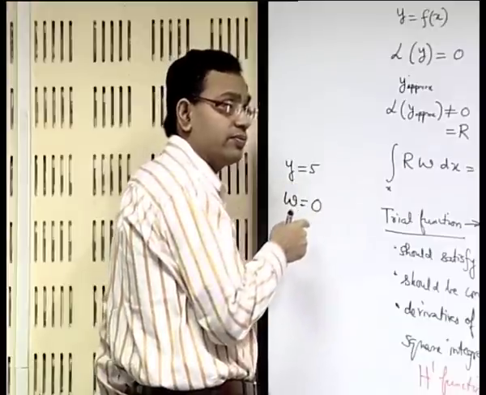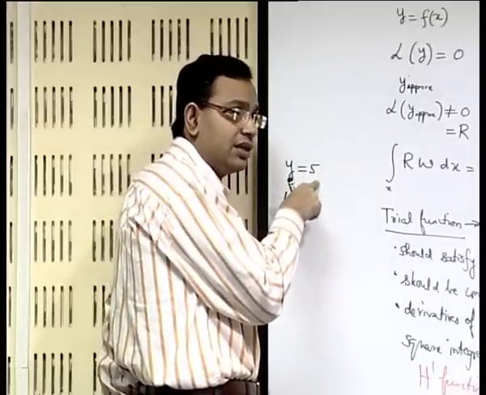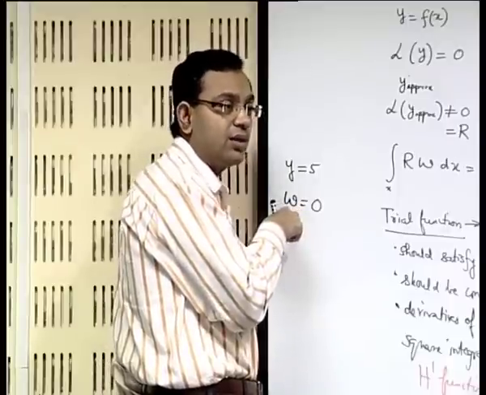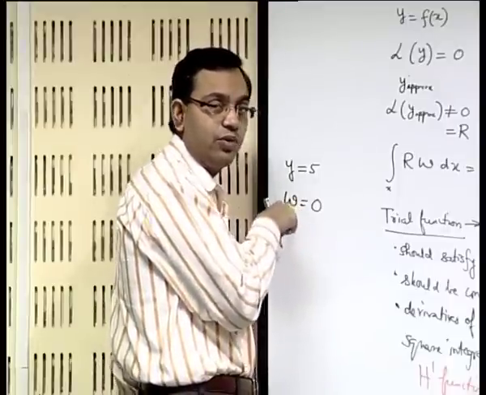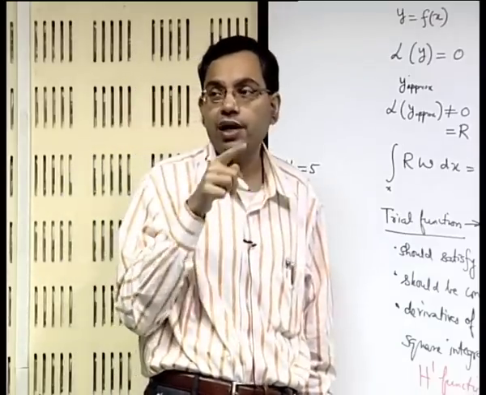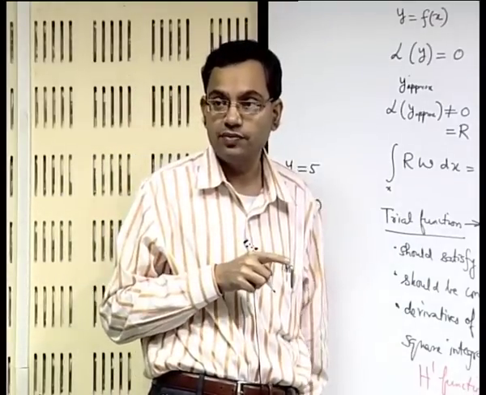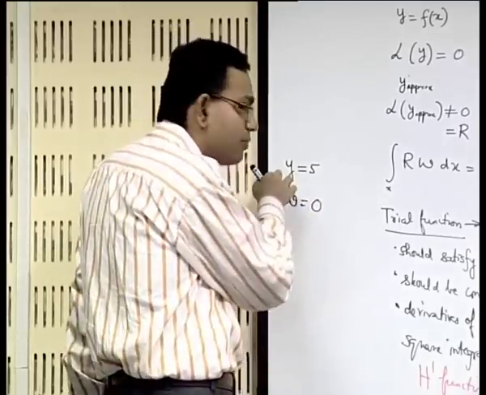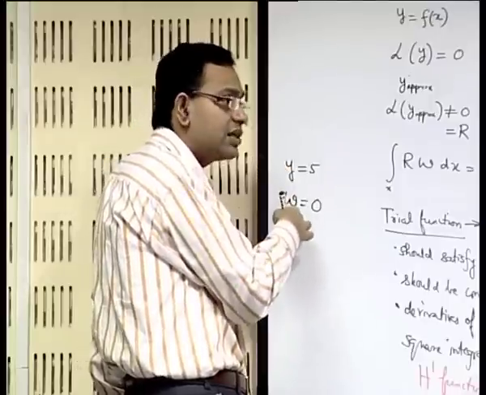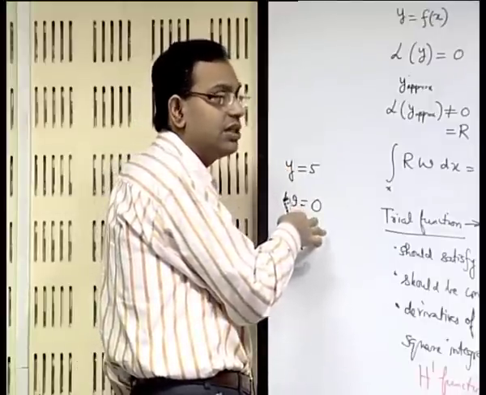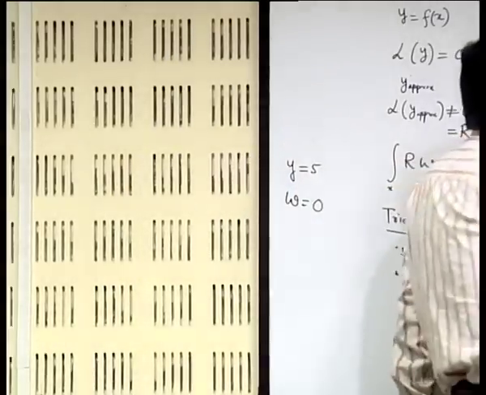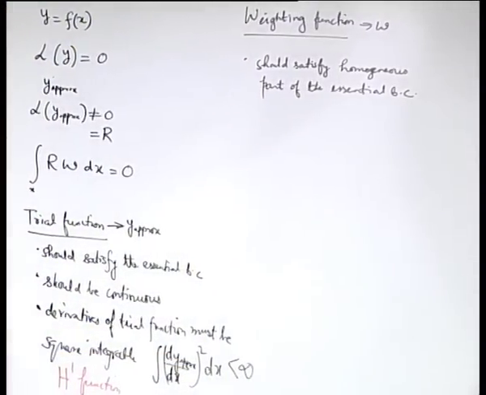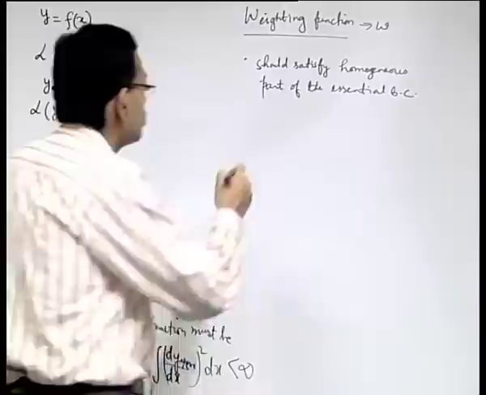So, why is it so? See, if y is specified, then variation in y is 0 and the weighting function has a similar meaning as that of variation in y, and therefore, the weighting function is 0 at the points where the function itself is defined. So, wherever you have the essential boundary condition, that means the function is defined, the corresponding variation which is reflected through the weighting function is 0. That requirement should be satisfied by the weighting function. The weighting function also should be continuous.